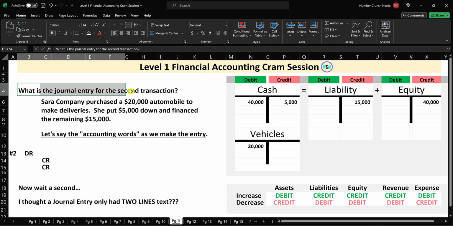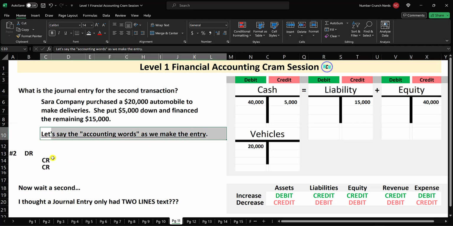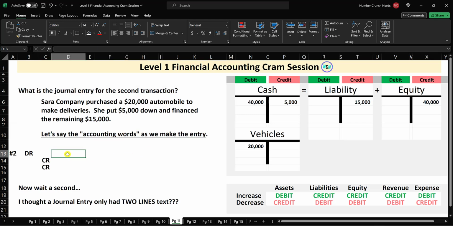What is the journal entry to record the second transaction? Sarah Company purchased the $20,000 automobile. She put $5,000 down and financed the remaining $15,000. So let's say the accounting words together as we make the entry. So what is the debit to? Well, it's going to be to vehicles.